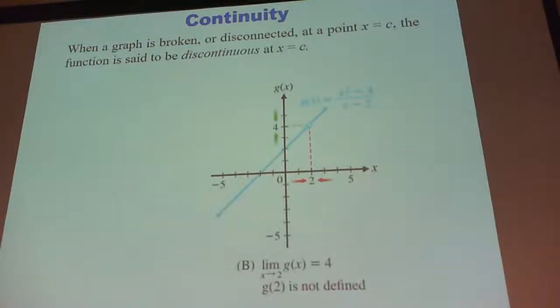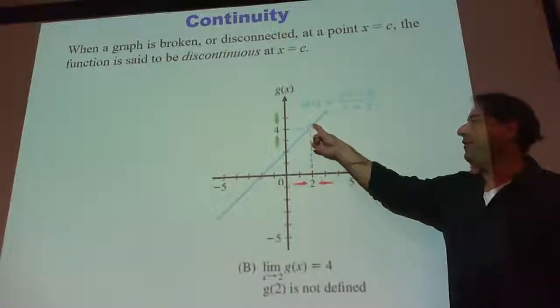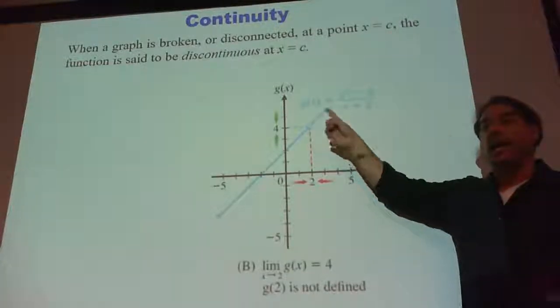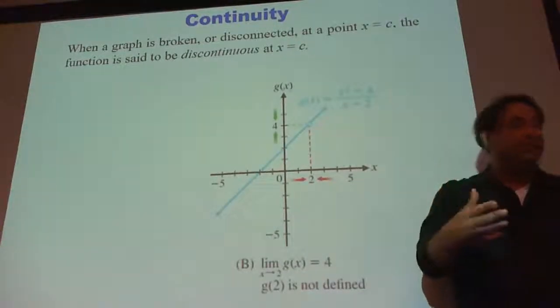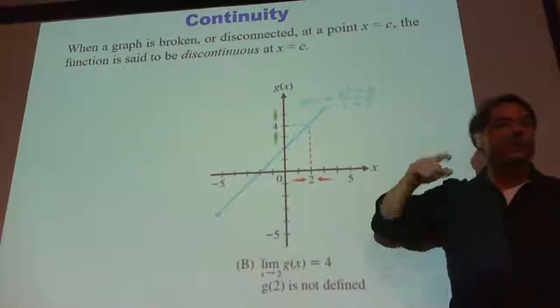Now, if along that graph there's a break, there's a problem, there's a hole, there's something going on, then we say it's discontinuous. So if I had the function x squared minus 4 over x minus 2, I'm drawing my graph, and then all of a sudden, I find that there's a hole. And what we should be getting good at, the background stuff, is why is there a hole at 2? What's special about 2?